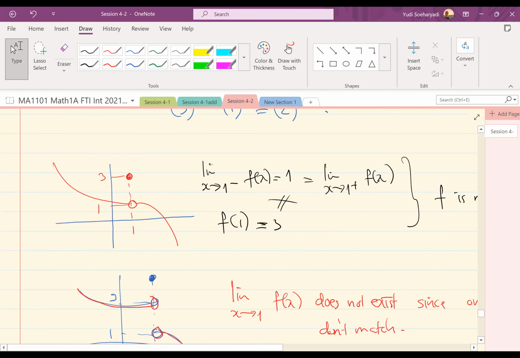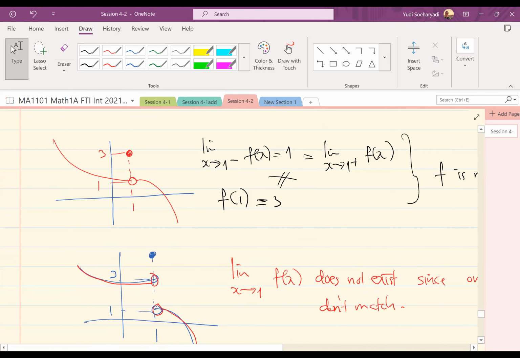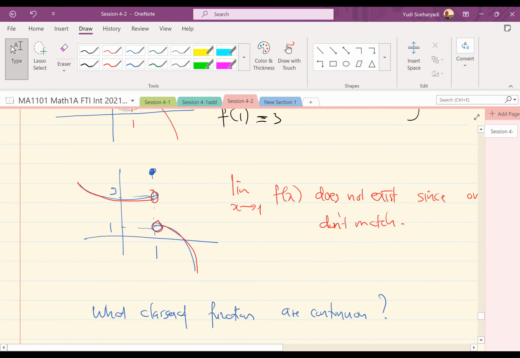So in pictures, this is what it looks like, some illustrations. See, around 1, the function behaves like it is going to 1. But now the value of the function at 1 is 3. So they don't match up. So this is not continuous. All right.